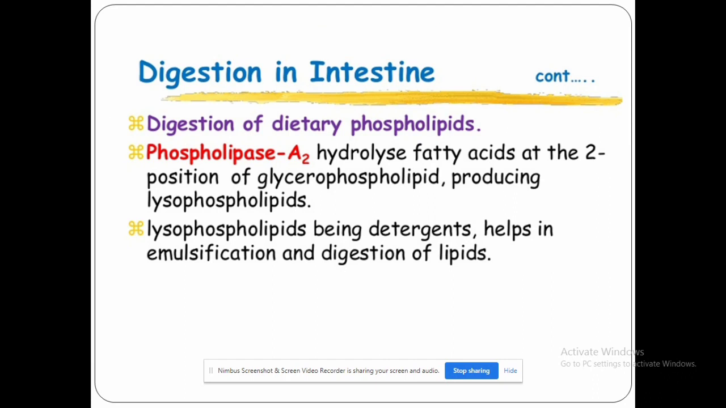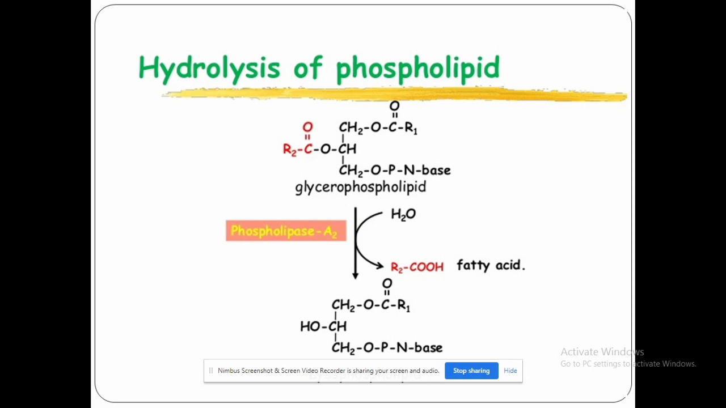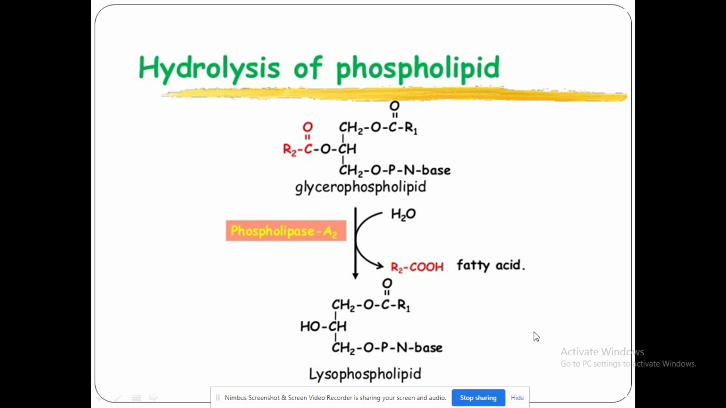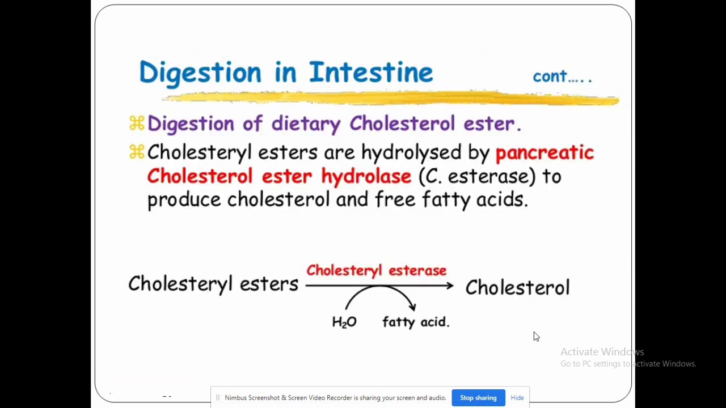Then the action of phospholipases. How do the phospholipases act? They act on the glycerol phospholipids and convert the glycerol phospholipids into lysophospholipid, releasing the free fatty acid.